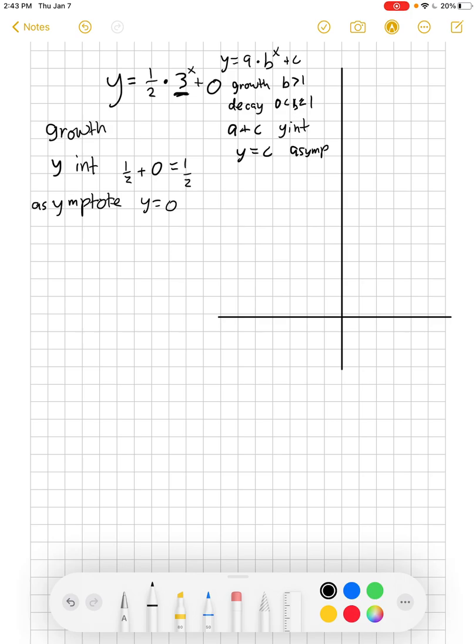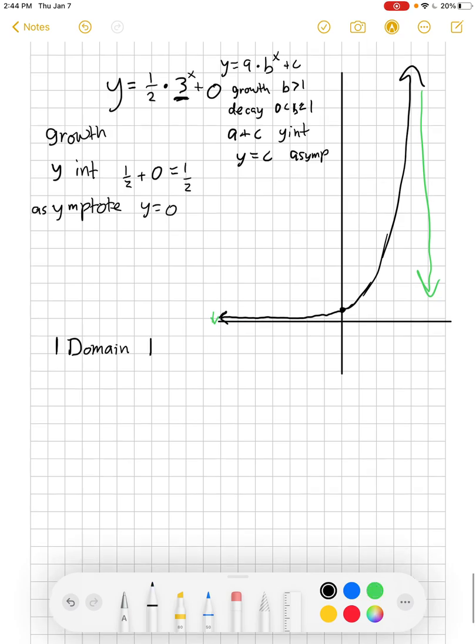From here, we have all the information we need to graph. We start at 1/2, and it follows a growth pattern, but never touches the x-axis. And then it'll go up that way. Now let's go ahead and discuss some of the key features of this function. First, the domain. The domain is all present x values. In this case, if you thought about taking this function and smushing it onto the x-axis, everything would be covered, so the domain is all real numbers.